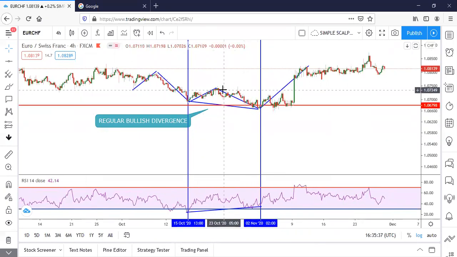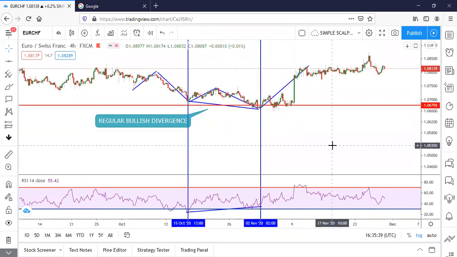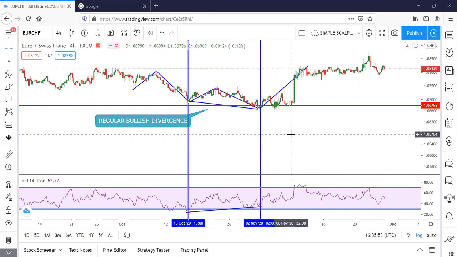So now let me give you a tip. How do you trade this? How do you take a trade with this? Hold on guys, I want to check if we are recording this. Okay, we are recording it. So how do you trade this?